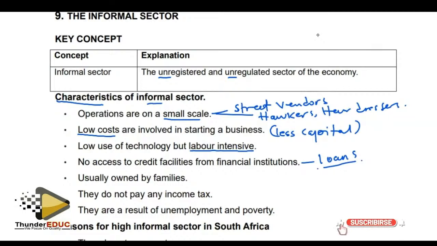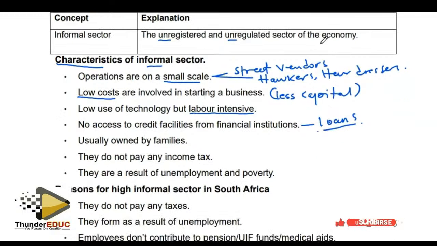So it becomes a disadvantage to the informal businesses, usually owned by families. Since they're on a smaller scale, you may find a family owning a small business. So it goes on like that. They do not pay any income tax, like we mentioned. They're not registered by SARS, so they don't contribute positively to the GDP or to the economy.